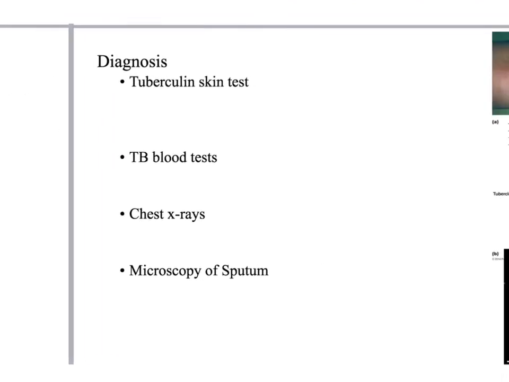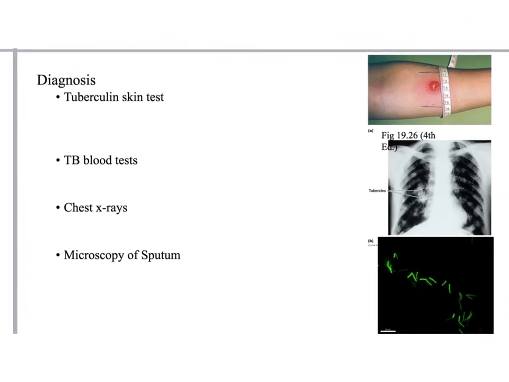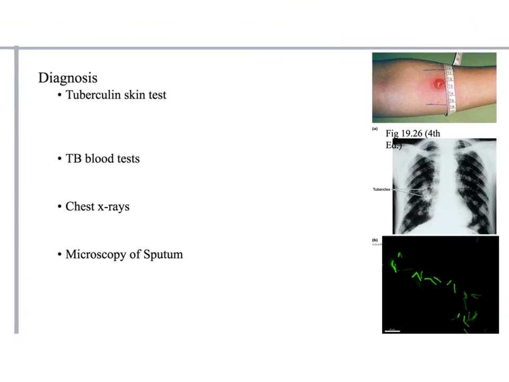Diagnosing TB can be complicated, so we'll spend a little time here on this. Probably most of you at some point in your life have had a tuberculin skin test. Tuberculin is one of the proteins that we can isolate from the tuberculosis bacilli. So you probably know how this is done. It's injected under the skin.